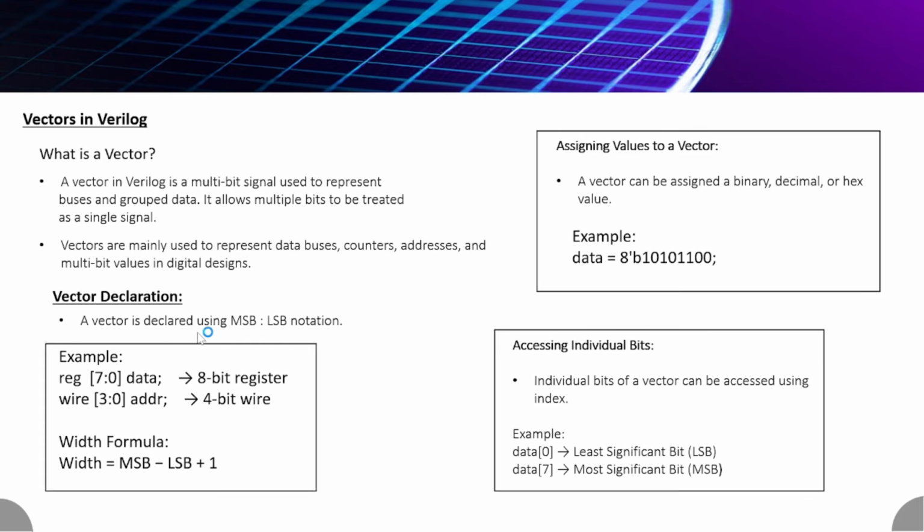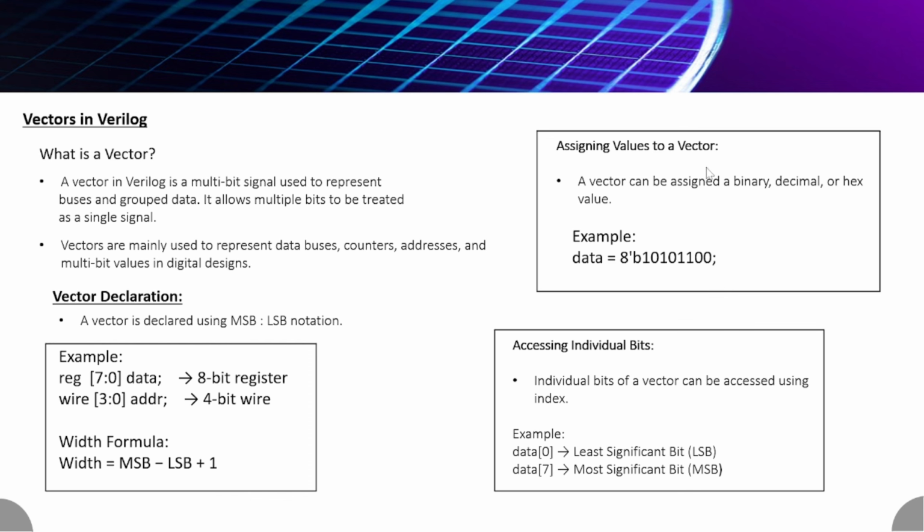In Verilog, vectors are declared using MSB to LSB notation. For example, reg [7:0] data. This means data is an 8-bit register, where bit 7 is the most significant bit and bit 0 is the least significant bit. Similarly, we can see here [3:0] address represents a 4-bit wire. The width of a vector is calculated using this formula: width equals MSB minus LSB plus 1.